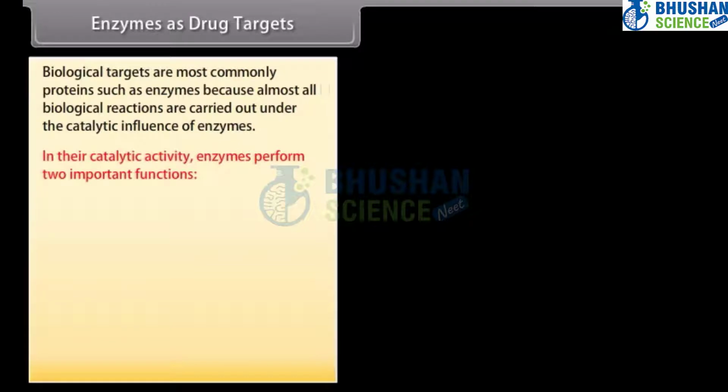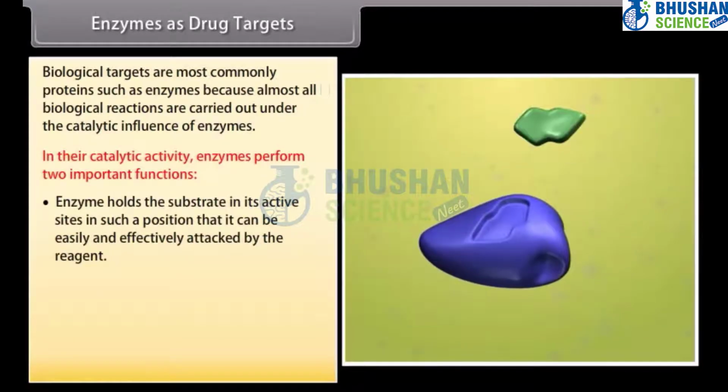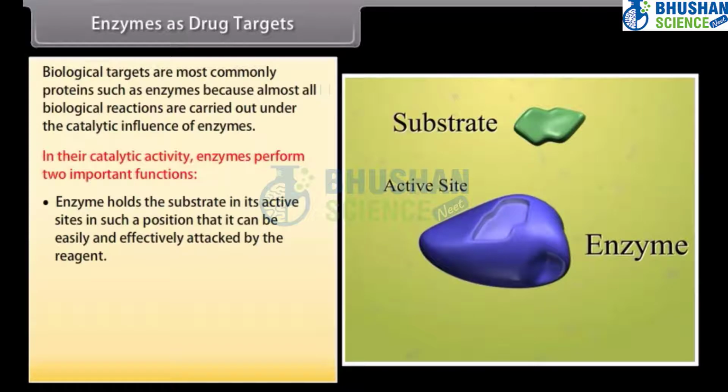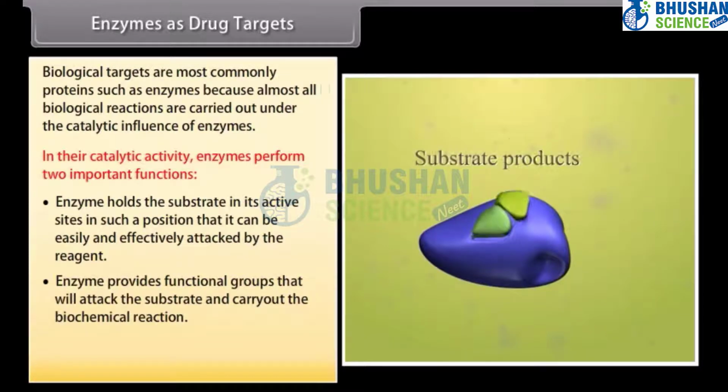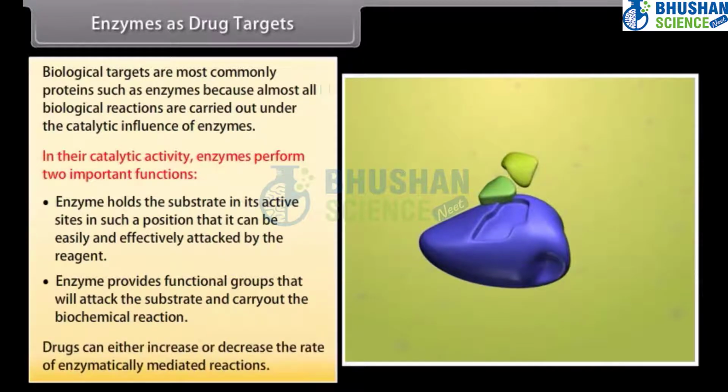In their catalytic activity, enzymes perform two important functions. Enzymes hold the substrate in its active sites in such a position that it can be easily and effectively attacked by the reagent. Enzyme provides functional groups that will attack the substrate and carry out the biochemical reaction. Drugs can either increase or decrease the rate of enzymatically mediated reactions.